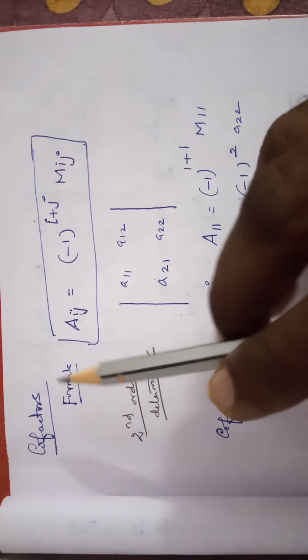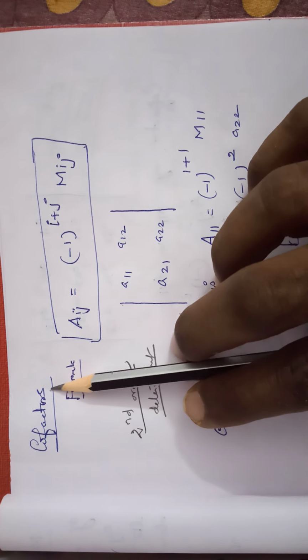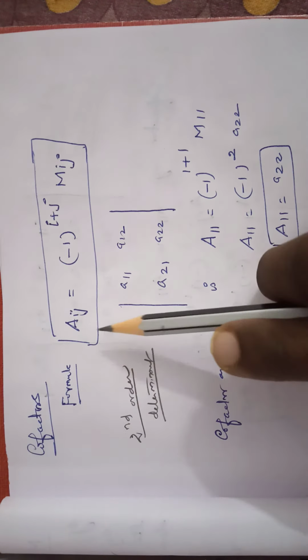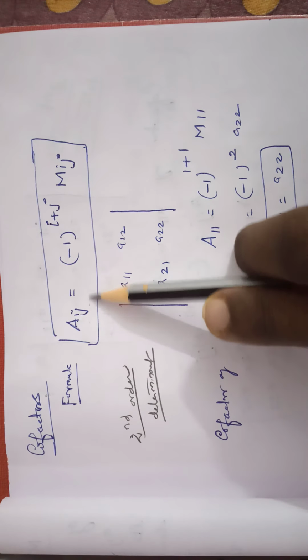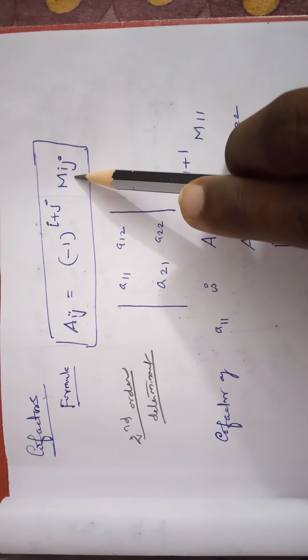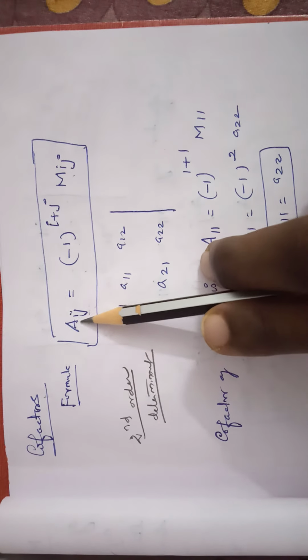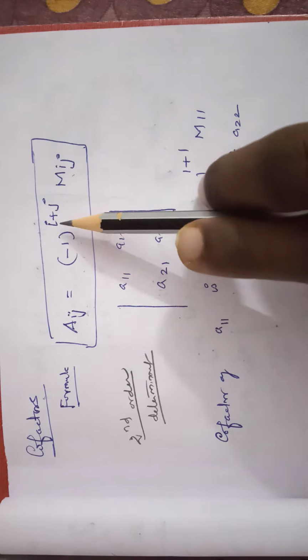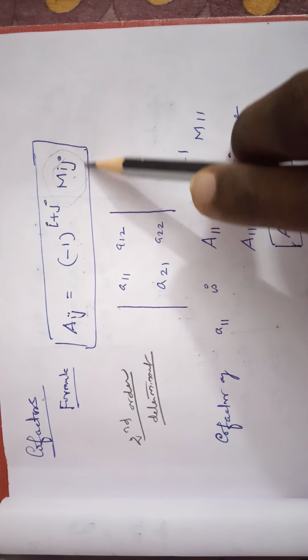Next definition is cofactors of the matrix. Formula is Aij equal to minus 1 power i plus j Mij. So Aij is a cofactor of the matrix, i-th row and j-th column, equal to minus 1 power i plus j into minor of this matrix.